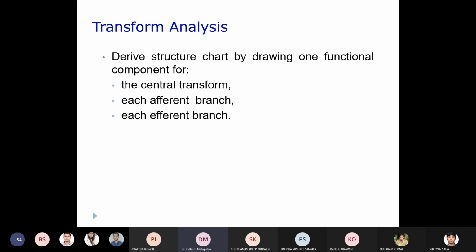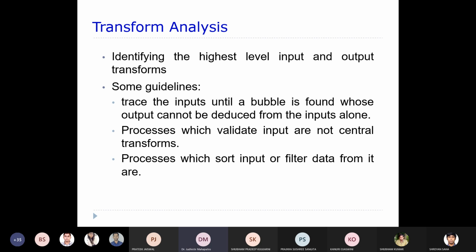Usually you have to get this structure chart by drawing the functional components for these different transforms. So maybe you have the central transform, the afferent branch, and the efferent branch. To do this, you first go through the high level input and output transforms, and you will have to identify them.